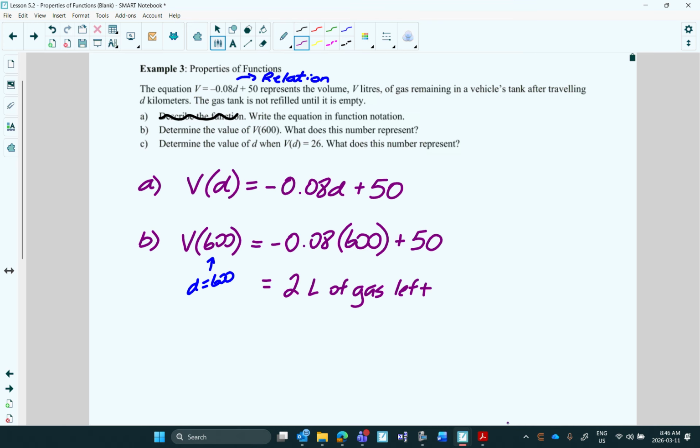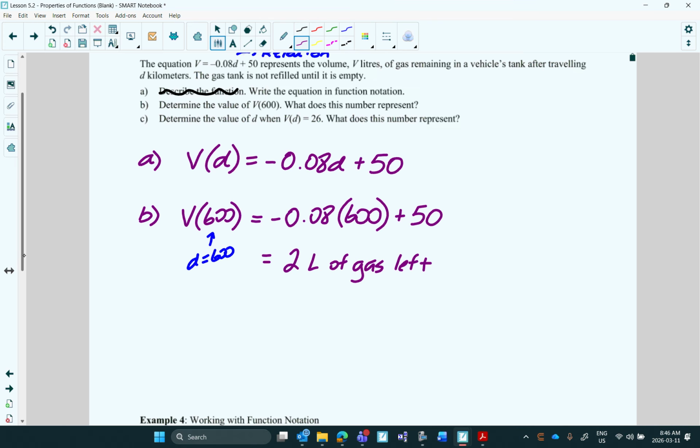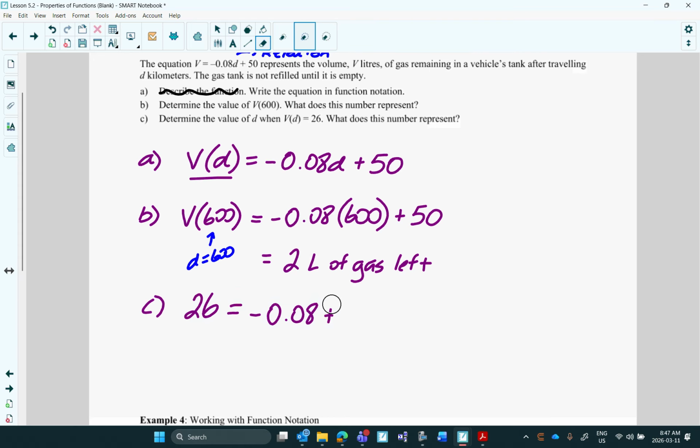Another type of question you could be asked: find D when V of D is 26. So we're not replacing D, we're replacing the whole thing. So we're replacing V of D with 26. And we've got to figure out what D is.